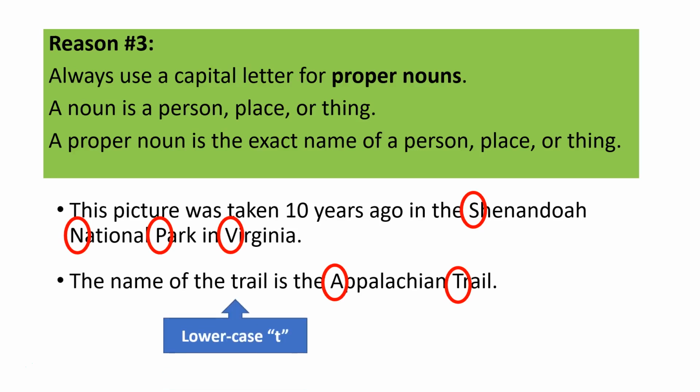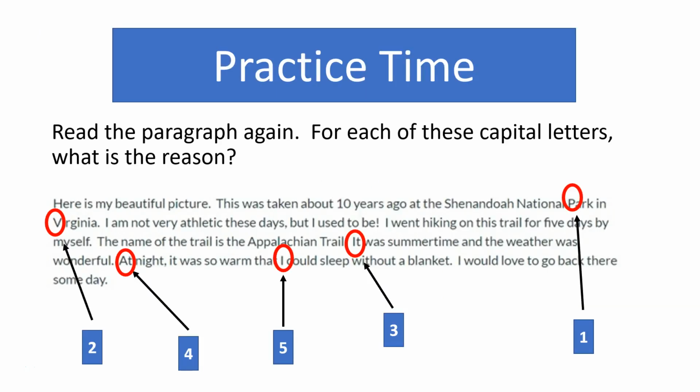And this is another interesting situation here. I have the same word with a lowercase t. This one is capital and this one is lowercase, and that's because in this situation, I'm just talking about a trail in general, and in this situation, I'm saying the name of the trail. So I need a lowercase t in some situations, a capital T in other situations, even though it's the same word. So these things can be a little bit tricky.